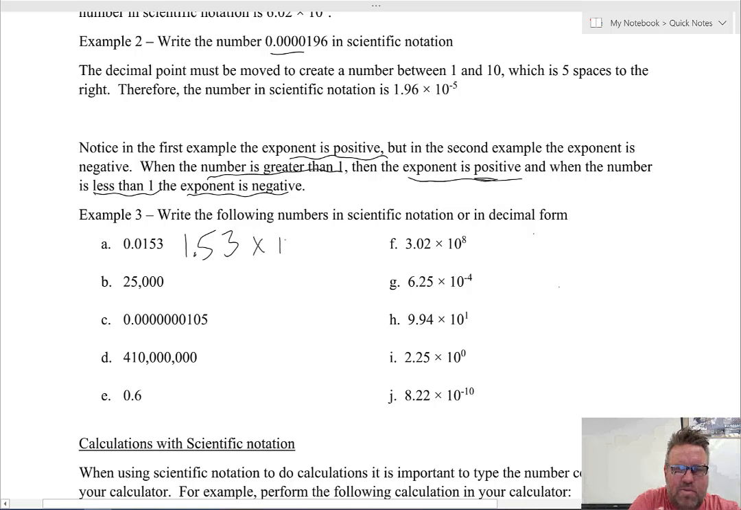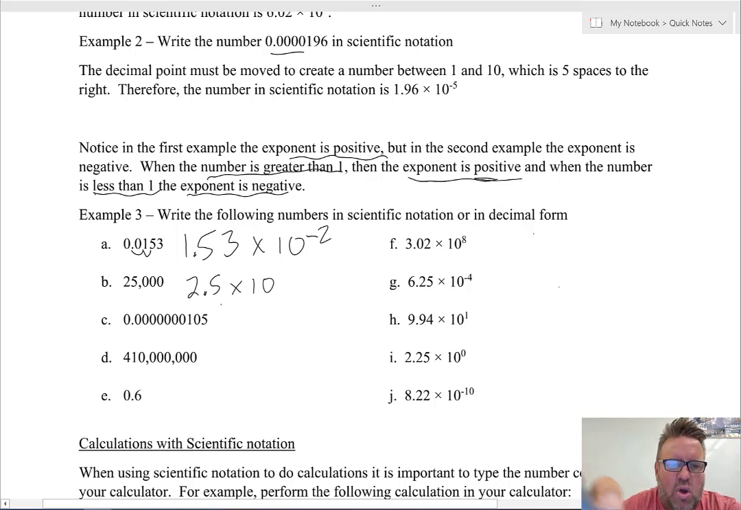Okay, and then I have to move that decimal point 2 spaces, right? 1, 2 to get it between the 1 and the 5. And because the number is less than 1, it's a negative exponent. So that is 1.53 times 10 to the minus second. Okay, for letter B, it's 2.5.